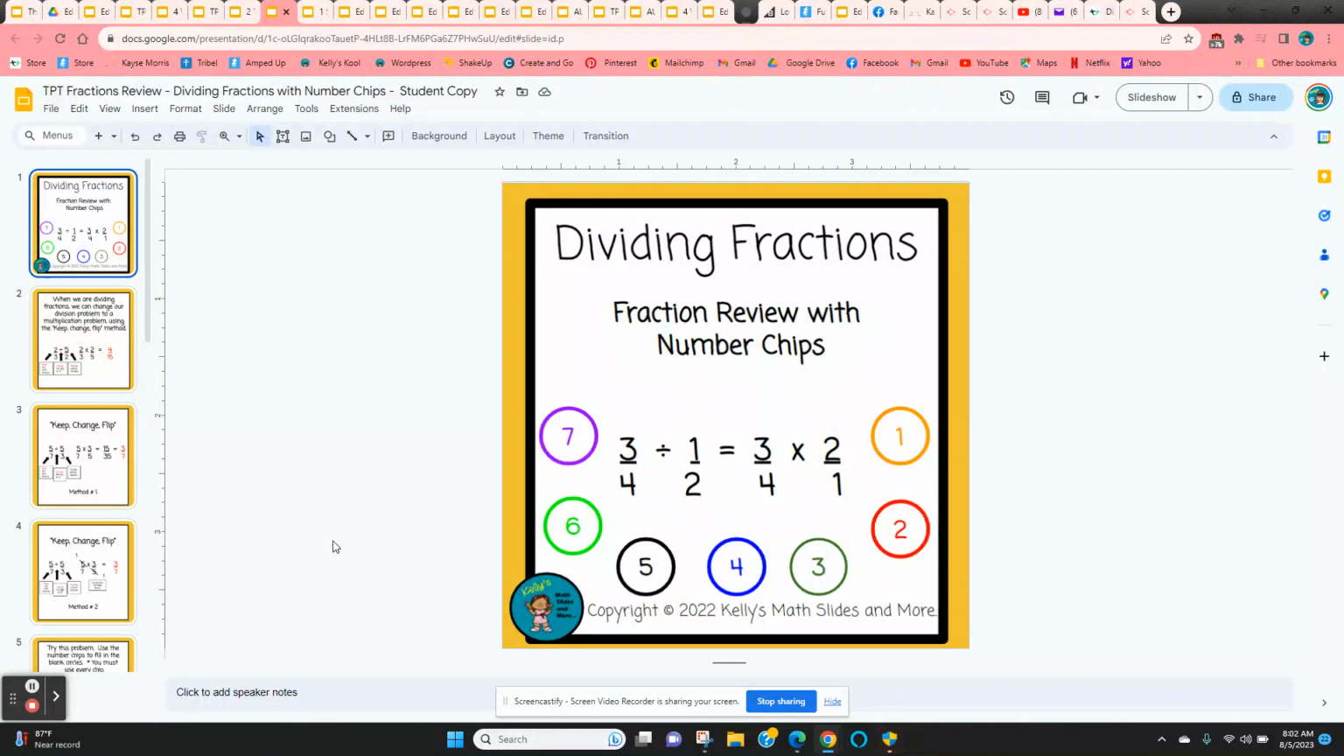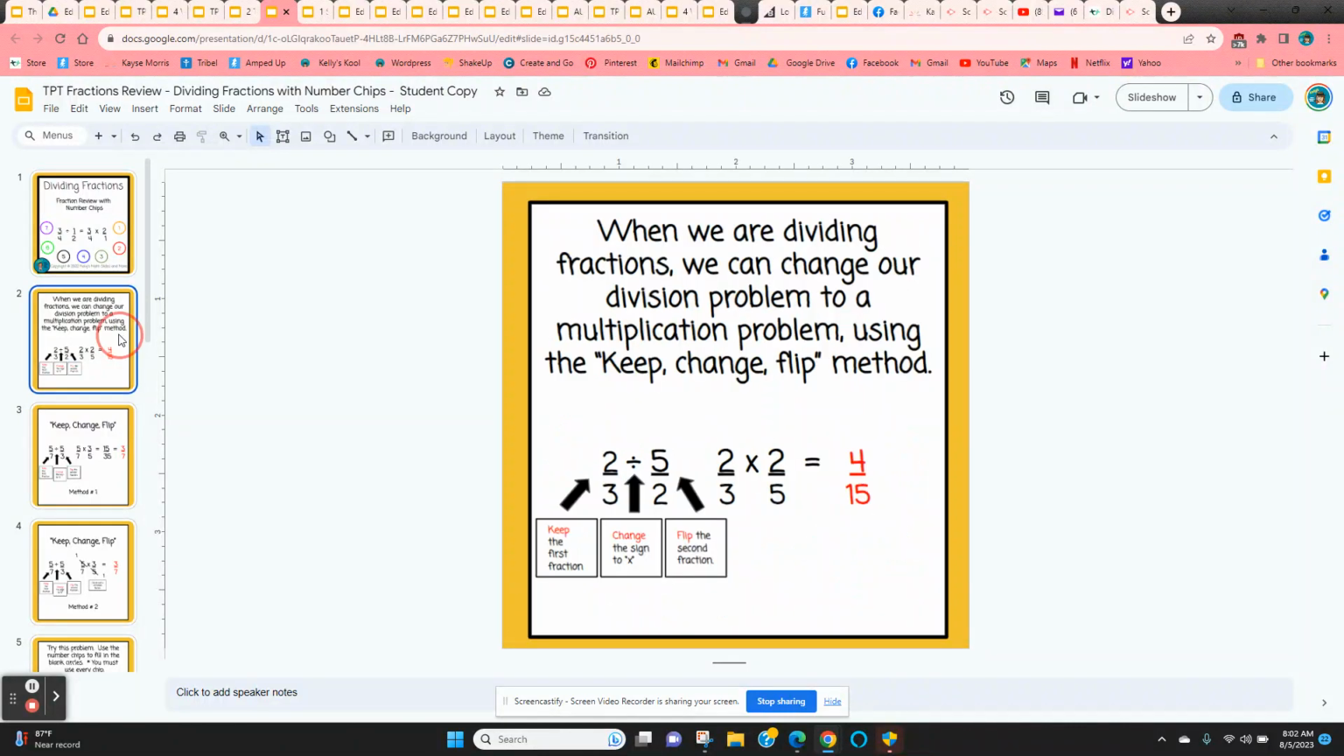Dividing fractions with number chips. This is a digital lesson, and it starts with the instructions on how to use the keep, change, flip method. If you want to start with using models, I have another lesson on dividing fractions with models. But this is a method that's called the keep, change, flip.